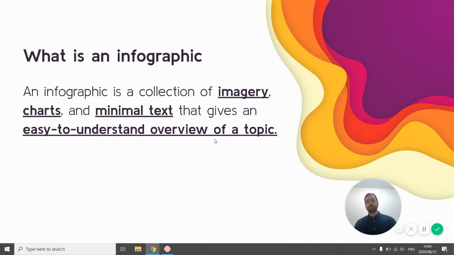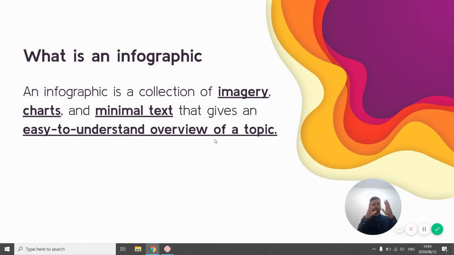So here's the definition. I'm going to read it and then we're going to go through the highlighted portions of it. An infographic is a collection of imagery, charts, and minimal text that gives an easy to understand overview of a topic. So what that means is an infographic is a combination of pictures, of charts, which are like graphs or pictograms or histograms like we've discussed before, and minimal text. There's not a whole lot of writing. And all of this is meant to come together to help communicate an easy to understand idea about a topic.